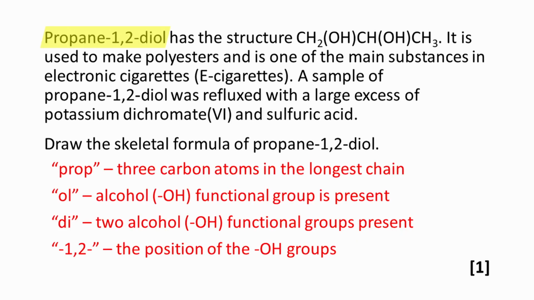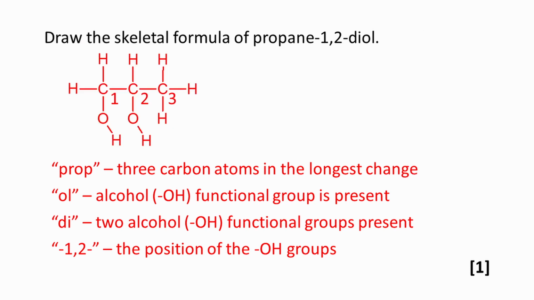The first part of the name, prop, indicates that there are 3 carbon atoms in the longest chain. Ol tells us that the alcohol OH functional group is present. Di means that there are 2 OH functional groups present. 1,2 indicates the position of the OH groups. I've shown the displayed formula of the molecule here and numbered the carbon atoms. This will help you to link the name to the structure.